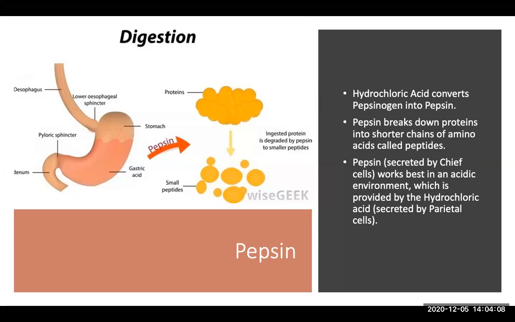Hydrochloric acid will convert the pepsinogen into pepsin, and pepsin is what is needed to help break down proteins, as you can see here, into smaller amino acid chains called peptides. Pepsin, as you can recall from the previous slide, is secreted by chief cells, and it works best in an acidic environment, which is provided by the hydrochloric acid secreted by the parietal cells. So these cells work together to break down proteins.